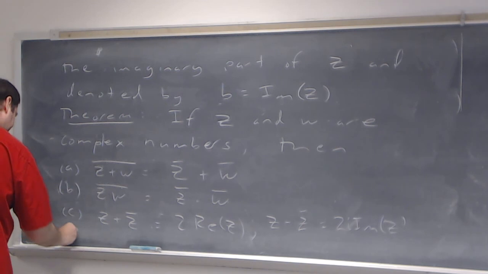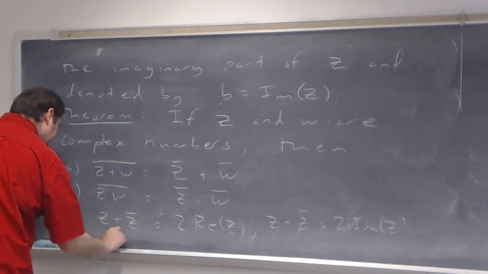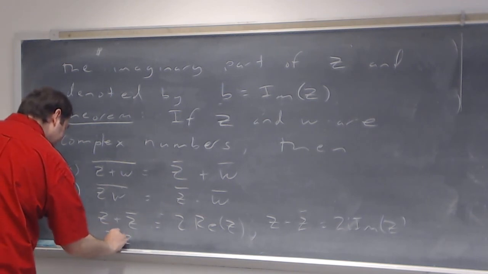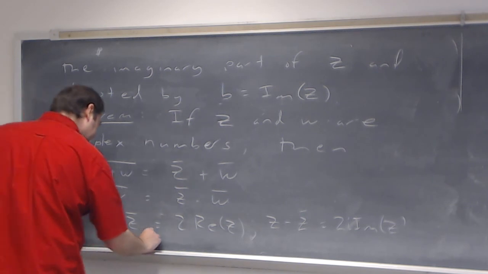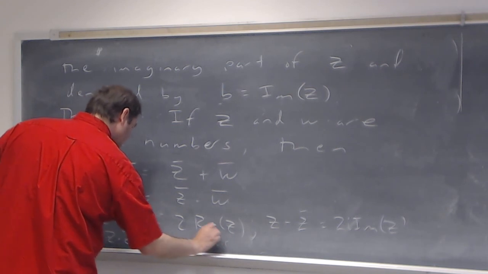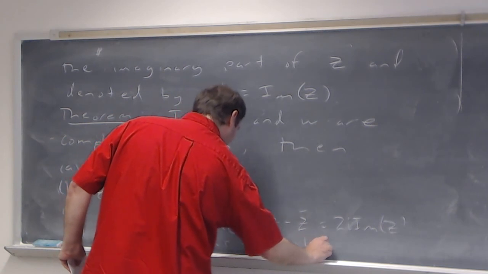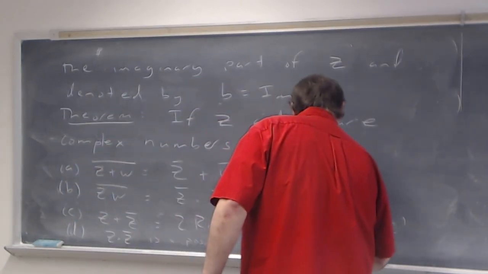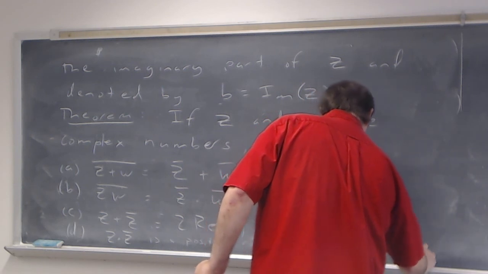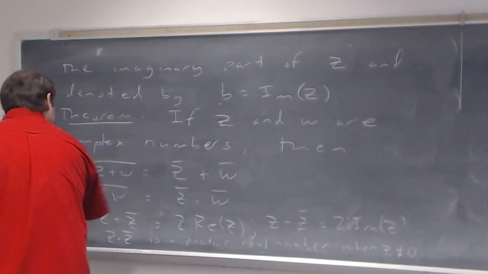And lastly, I can slip it in here, if you look at Z times its conjugate, Z times Z conjugate, that is a positive real number when Z is non-zero. So except when Z is 0. Okay, let us do at least one of these.